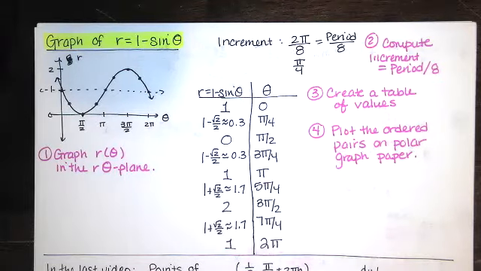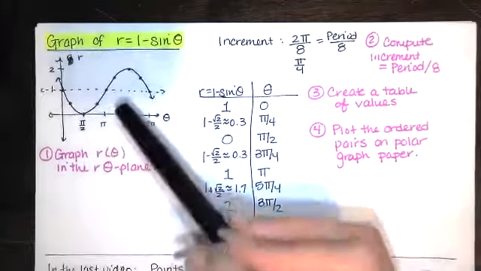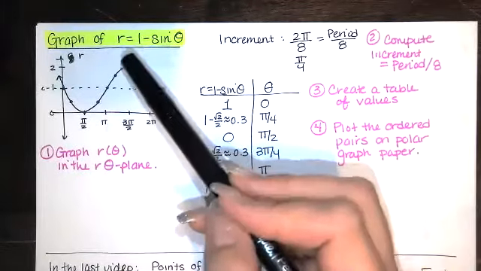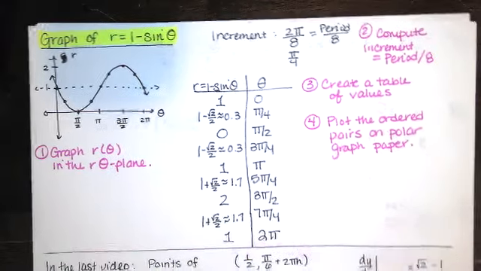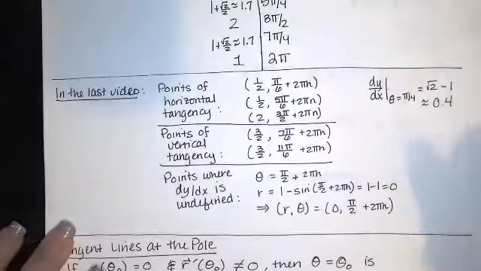In this video, we're going to visualize those results from the last video. In the last video, we found the slope of the graph of the curve given by r equals 1 minus sine of theta at pi over 4. And we also found points of horizontal tangency and points of vertical tangency, and points where the derivative dy/dx was undefined. So these were all the values that we found.